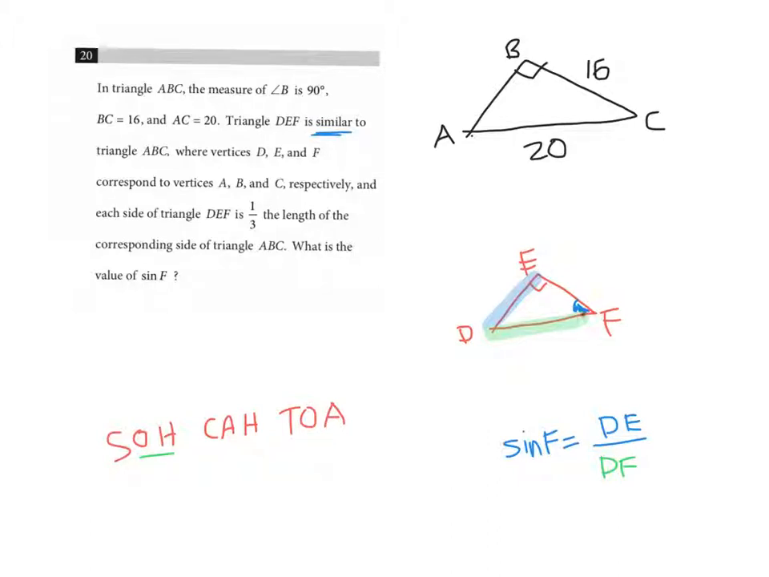Similar triangles. So the trigonometric ratio of this triangle is going to be the same as the trigonometric ratio of the corresponding angles of this triangle. So what is the angle that corresponds with F? Well, clearly that is C. So really, we could just find sine C. If we found sine C, that would actually be the answer, because sine C equals sine F, because this triangle is similar to that triangle. Okay, so let's find sine C, knowing full well that that is actually the answer to the problem.